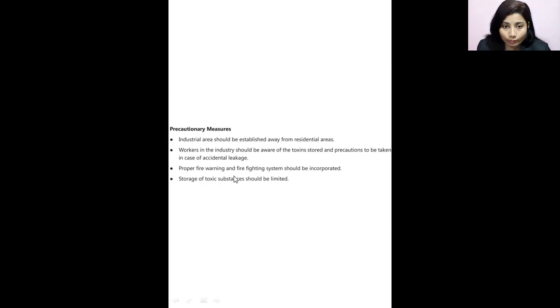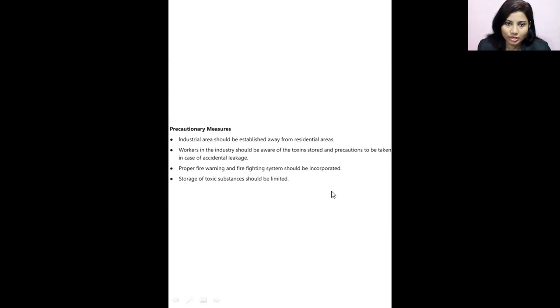Then proper fire warning should be given if any accident or leakage happens. The fire alarm or fire warning should be given to the workers who are working in the industry, and a firefighting system should be incorporated. Storage of toxic substances, which are harmful, should be limited in the industry, so that it will not do more damage to the people and the property.